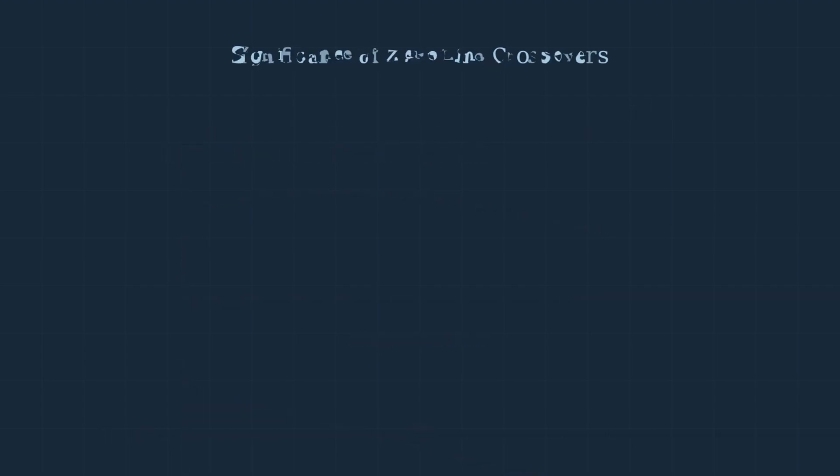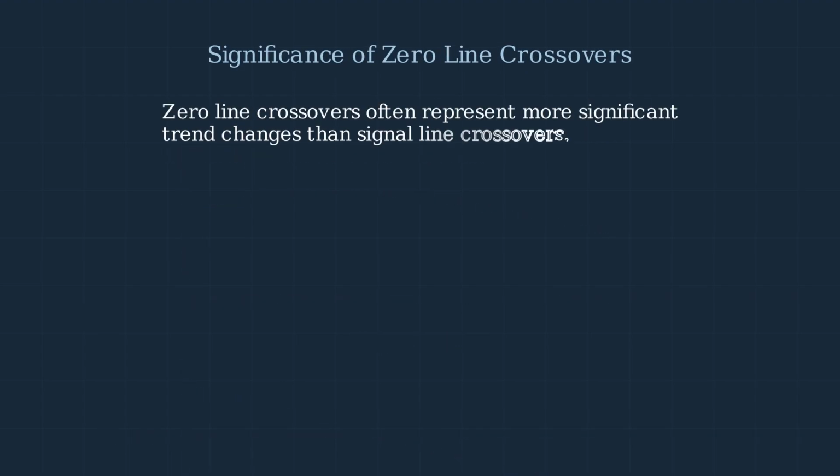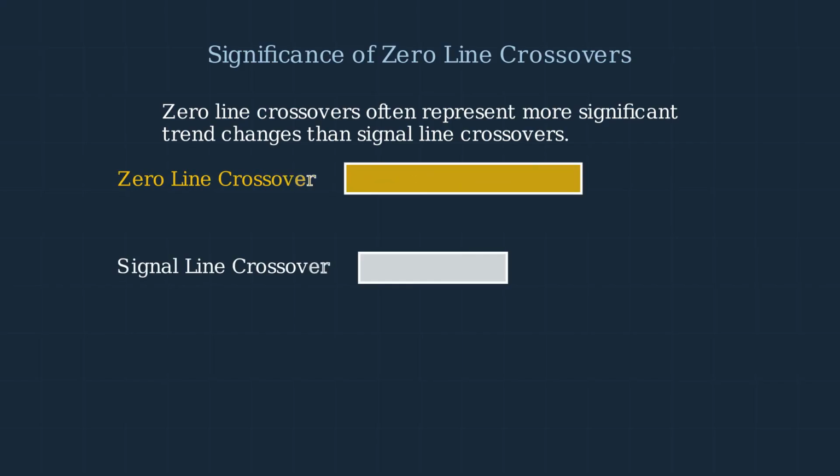Zero-line crossovers often represent more significant trend changes than signal-line crossovers. This chart illustrates the relative strength of the two types of crossovers. Zero-line crossovers typically indicate larger market shifts and more reliable trading opportunities.